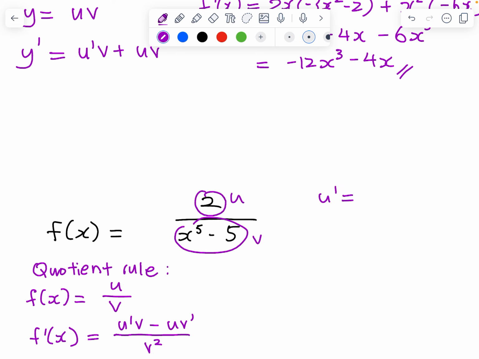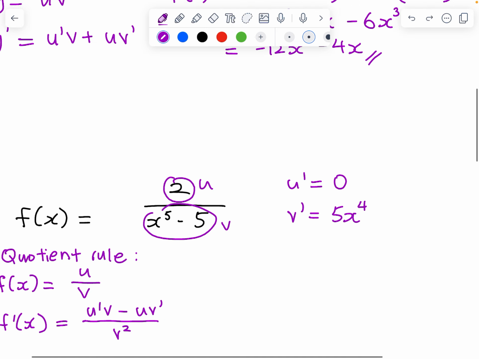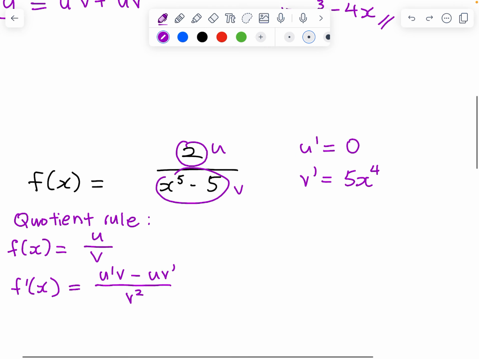The derivative of u, again, is a constant number, so the derivative is 0. And the derivative of v is, well, x to the power of 5, the derivative of that becomes 5x to the power of 5 minus 1, which is 4. And we have a constant, so nothing there. So it's just 5x to the power of 4.